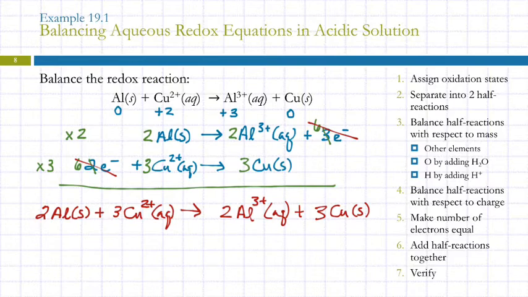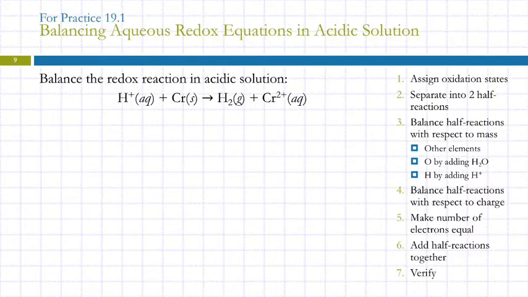Let's do another one. So here we've got hydrogen ion and chromium atoms making hydrogen gas and chromium ions. I'm going to skip the first step. It's a nice step, but it's actually not necessary. So I need to separate this into 2 half reactions. Well, let's start with the H+. So one of the reactants there, the other reactant here.